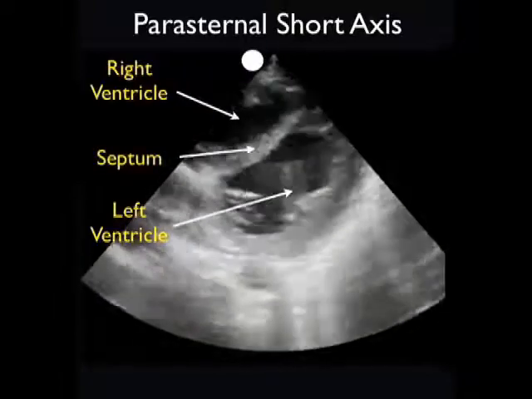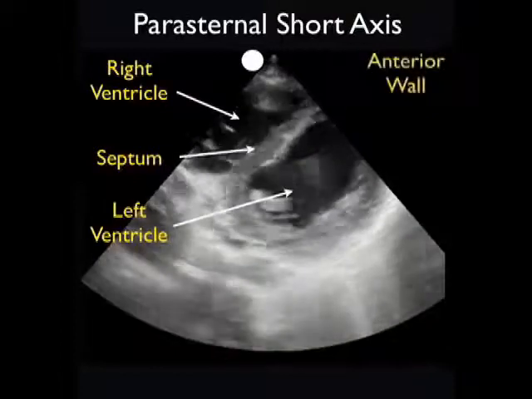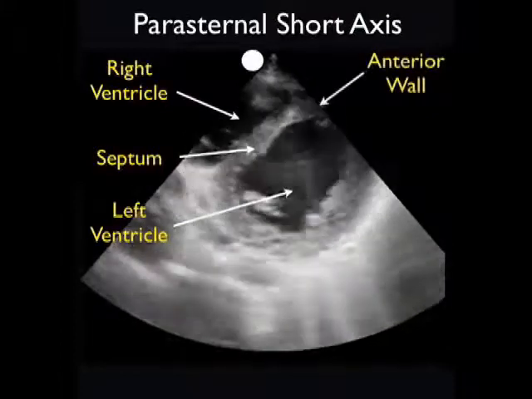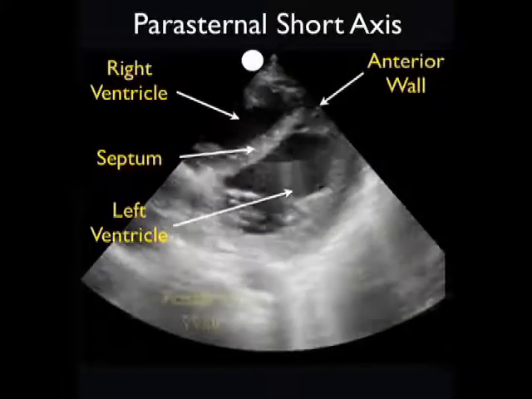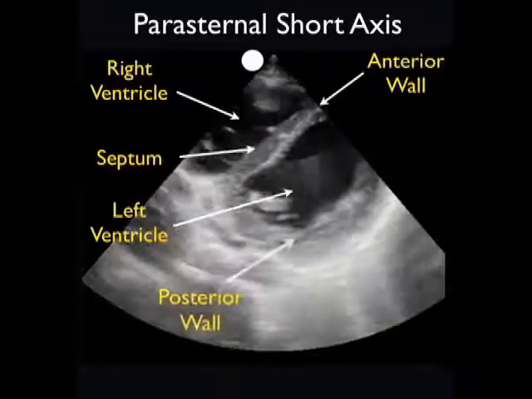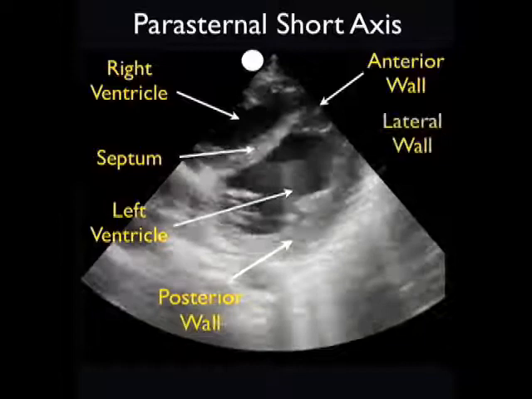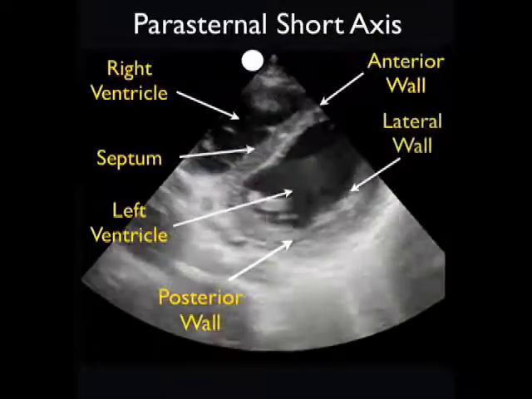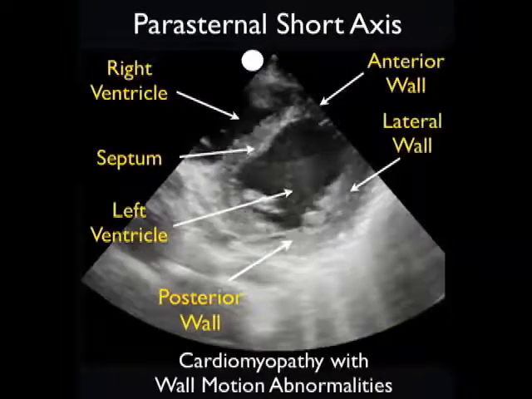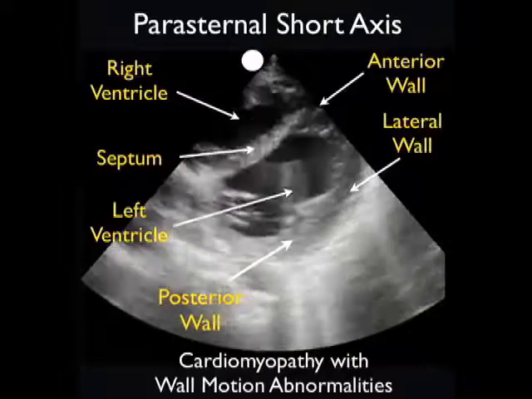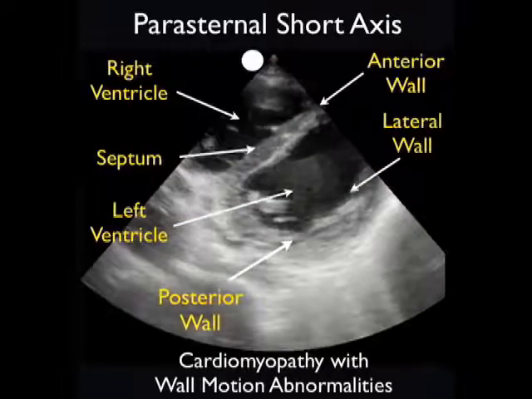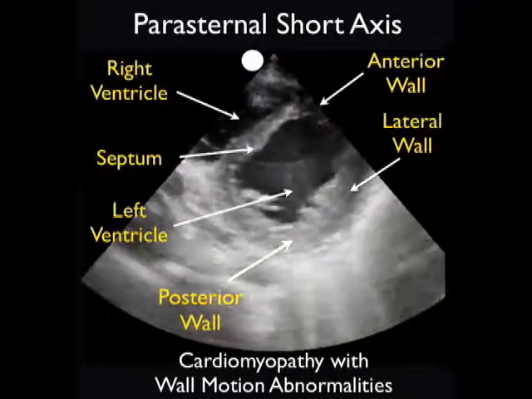For learning purposes, we'll identify the walls of the LV: the septum in between the ventricles, the anterior wall to the top of the screen, the posterior wall to the back, and the lateral wall as shown here towards the right portion of the screen. While I show the walls of the left ventricle here, it's important to realize that the goal of emergency echo at the bedside is to determine overall left ventricular contractility rather than looking for segmental wall motion abnormalities.